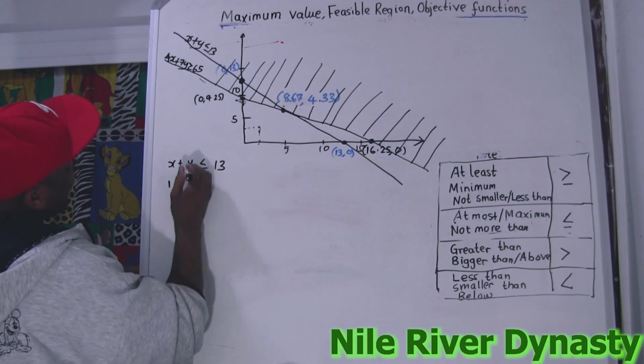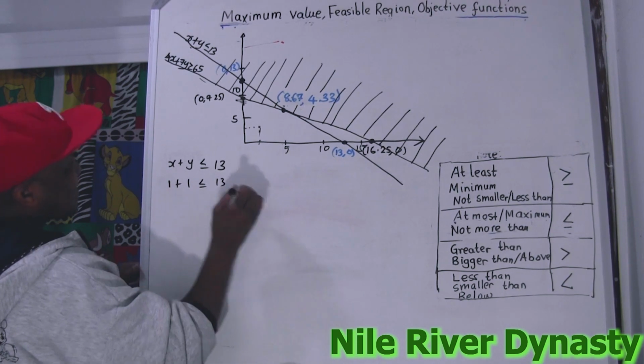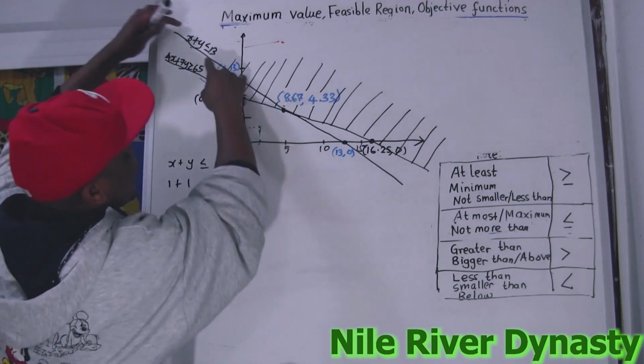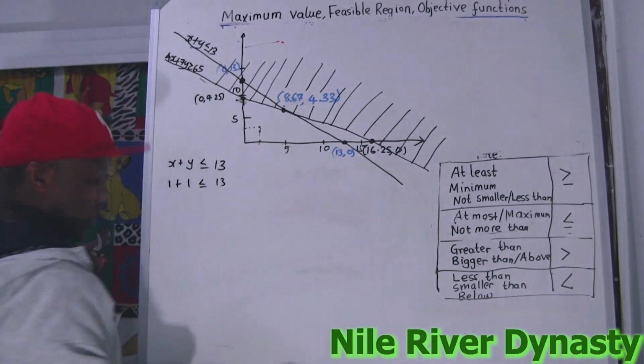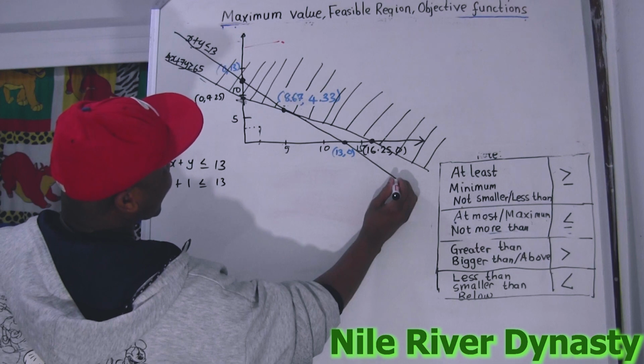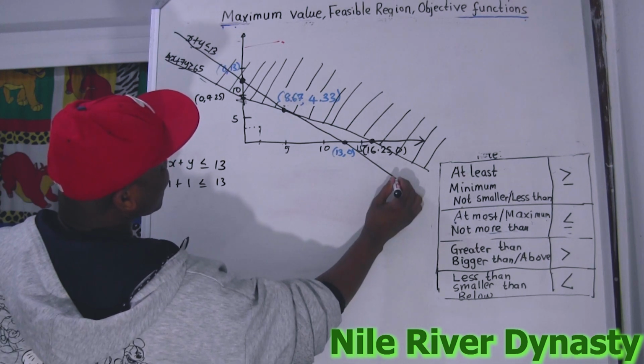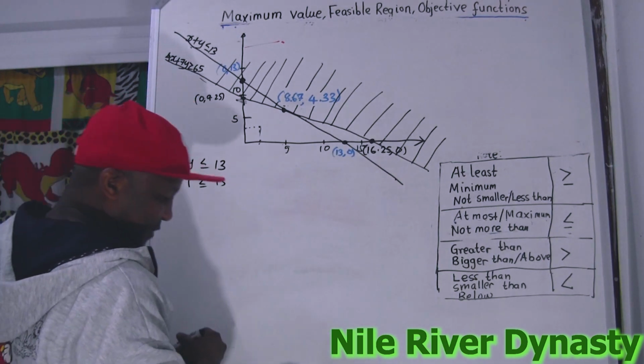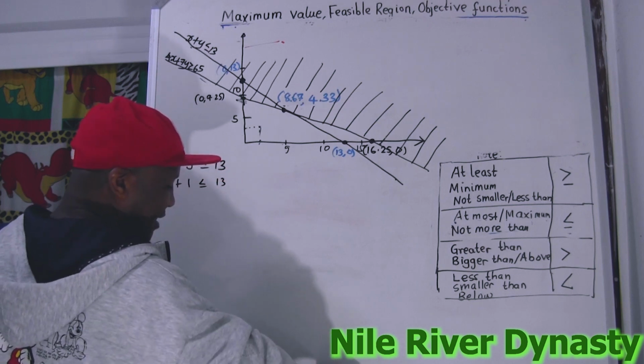x is going to be 1 plus y equal to 1. Is it less than 13? Yes, it's true. So for this line, we're going to shade under because it's true. It does accept. So for this line here, I'm going to shade under. Look now. When you shade, make sure you do it neatly, in a way that makes sense.